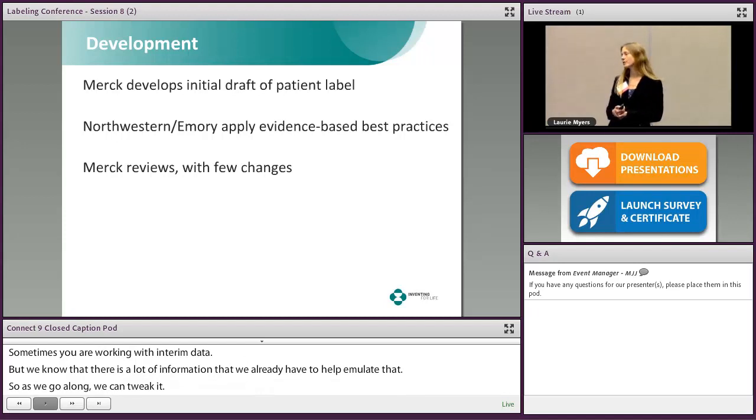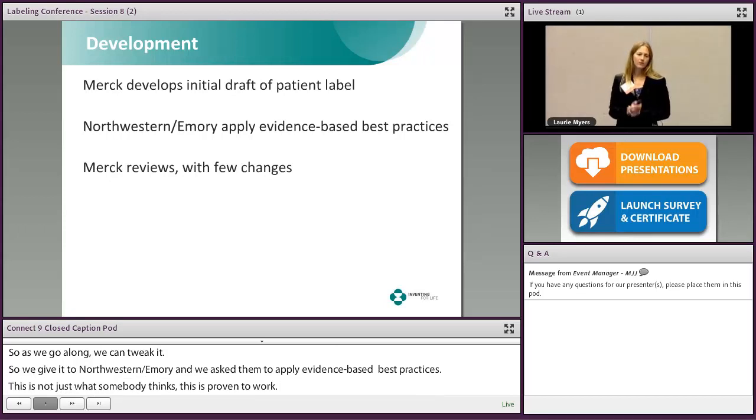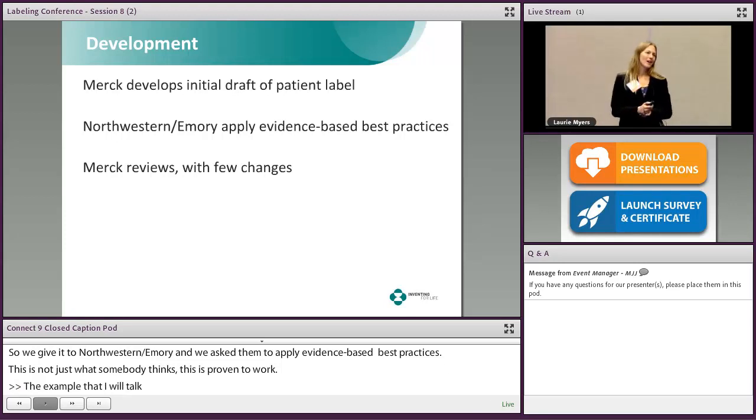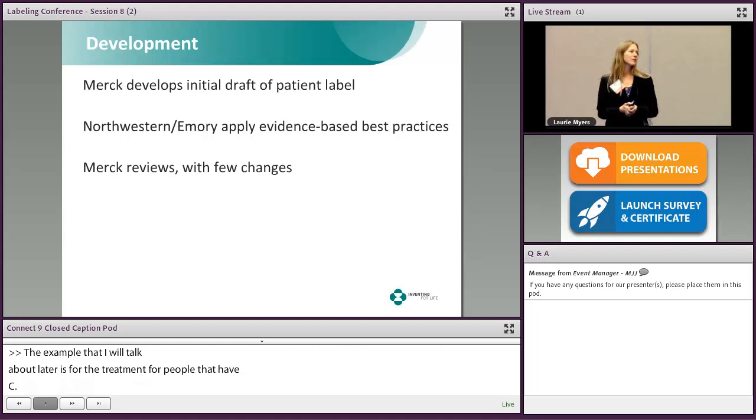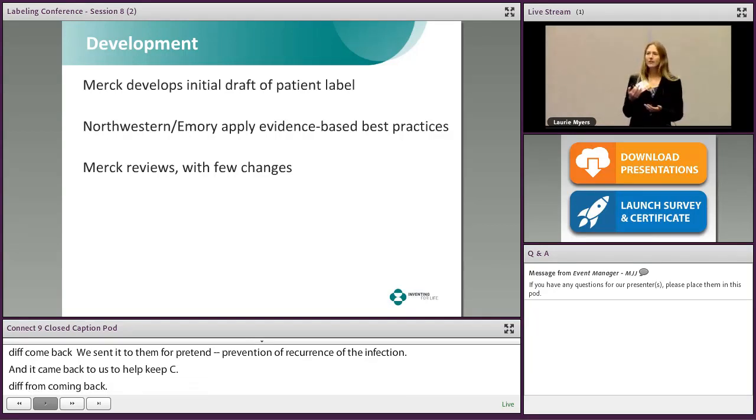So we give it to Northwestern and Emory, and we ask them to apply evidence-based best practices. This isn't just what somebody thinks. These are things that have been proven to work. And so the example that I'm going to talk about later is for the treatment of, it's used for people who have had C. diff come back. So we sent it to Northwestern and Emory, and our final indication got tweaked slightly, so I know that. But we sent it to them for prevention of the recurrence of Clostridium difficile infection. And it came back to us to help keep C. diff from coming back. Oh boy, isn't that better, right?